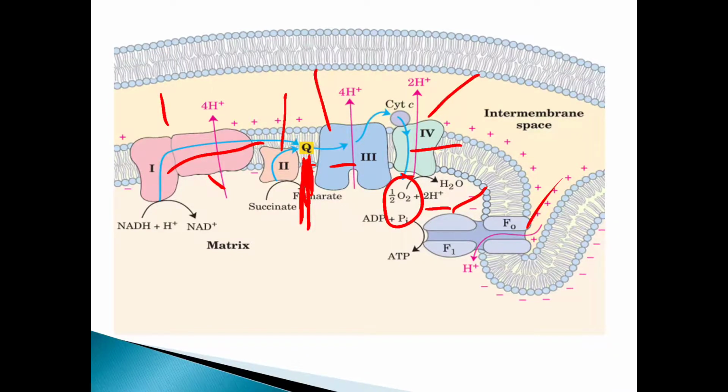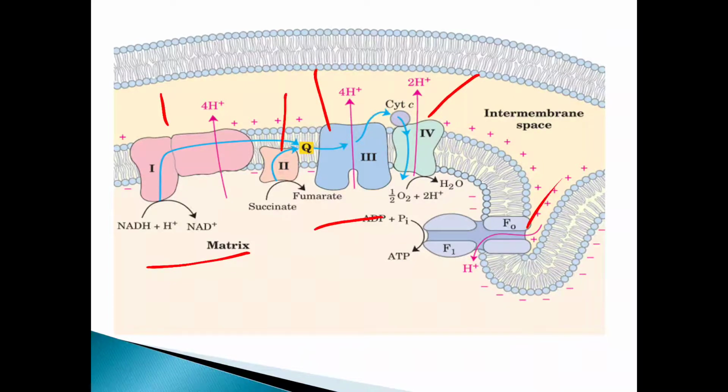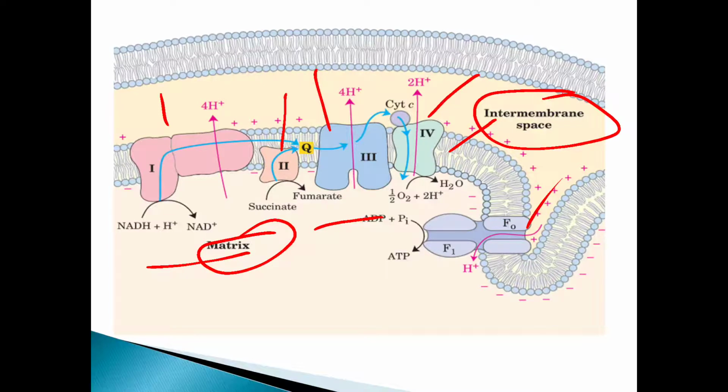So this is the general overview of the transportation of electrons, as well as the movement of H positive ions from the matrix region towards the intermembrane space region. Just here, the first enzyme complex, as well as the third and the fourth enzyme complex, are the ones through which H positive ions move from the matrix towards the inner membrane space region.